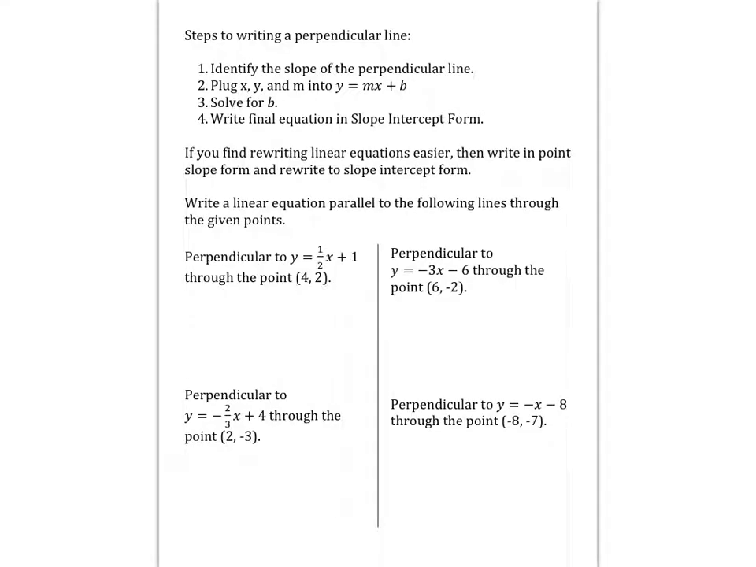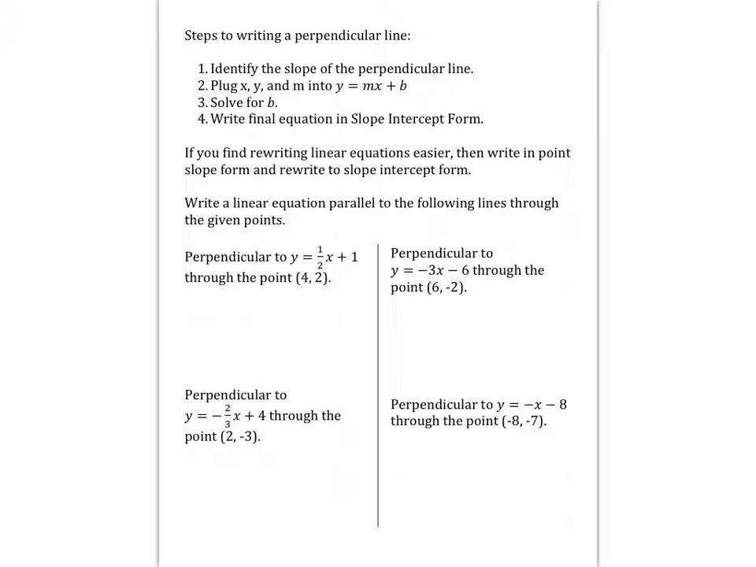All right, now let's look at the steps to writing a perpendicular line. Very similar to the steps to write a parallel line, but just one minor change. So number 1, identify the slope of the perpendicular line. This is the difference, right? Because for perpendicular lines and their slopes, we have to flip and change the sign, right? So we need the opposite reciprocal slope. Step 2, plug x, y, and m into y equals mx plus b. Step 3, solve for b. And 4, write your final equation in slope-intercept form.